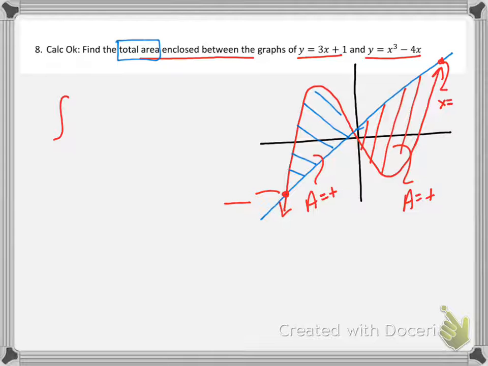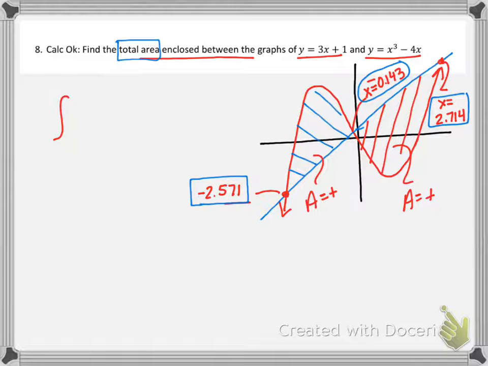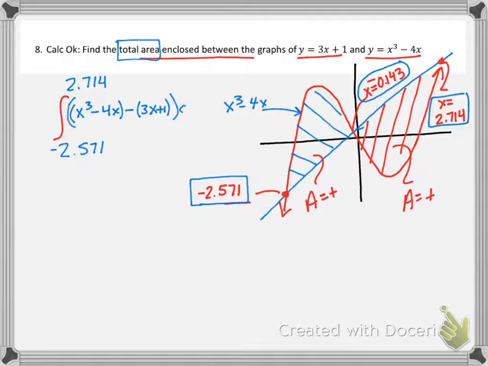We'll find them here. Go ahead and find them on your calculator. You should have found negative 2.571, negative 0.143, and positive 2.714. If you were just to do the integral from negative 2.571 over to 2.714 of the upper curve minus the lower curve, the upper curve would start out to be x cubed minus 4x. You'd get the totally wrong answer.